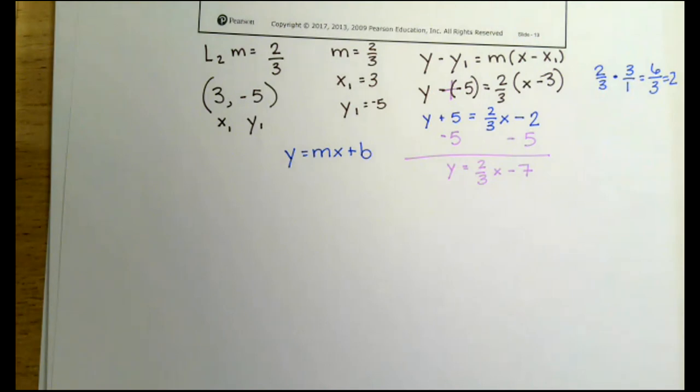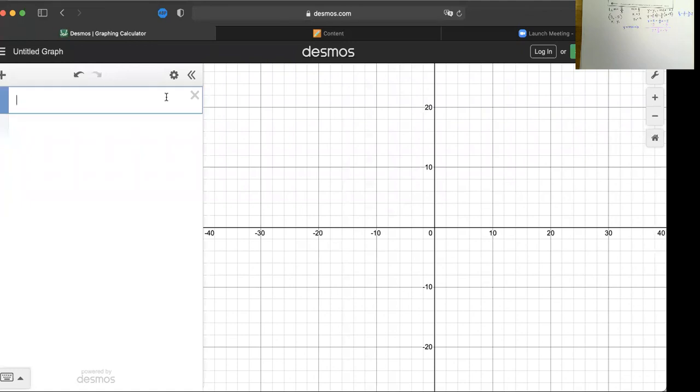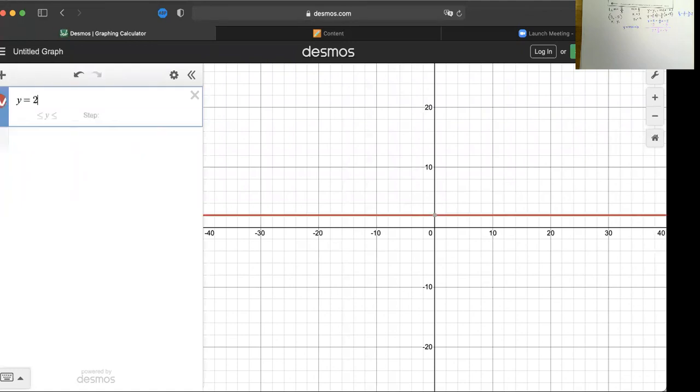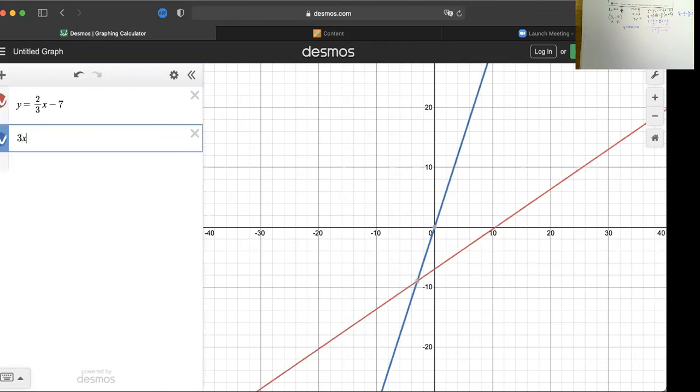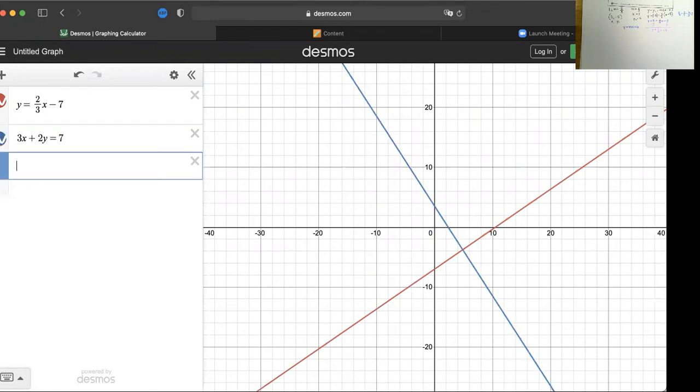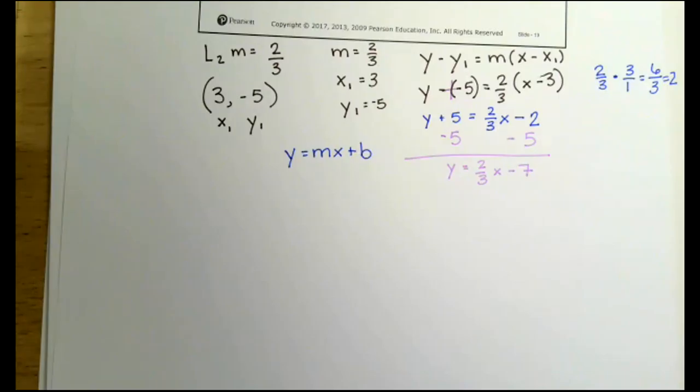All right, and now we can put that into Desmos. y equals 2/3 x minus 7. And it should be perpendicular to 3x plus 2y equals 7. They look perpendicular. And it should contain the point 3, -5. And it does. So we know that that is a correct answer, the only correct answer.